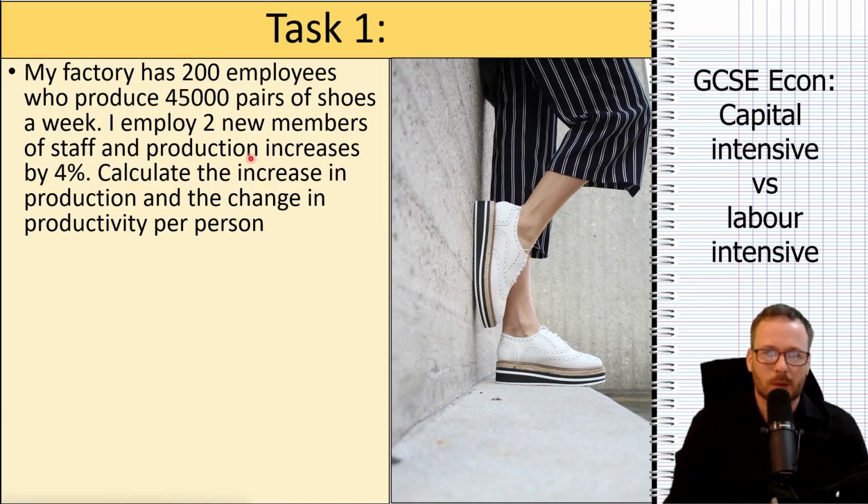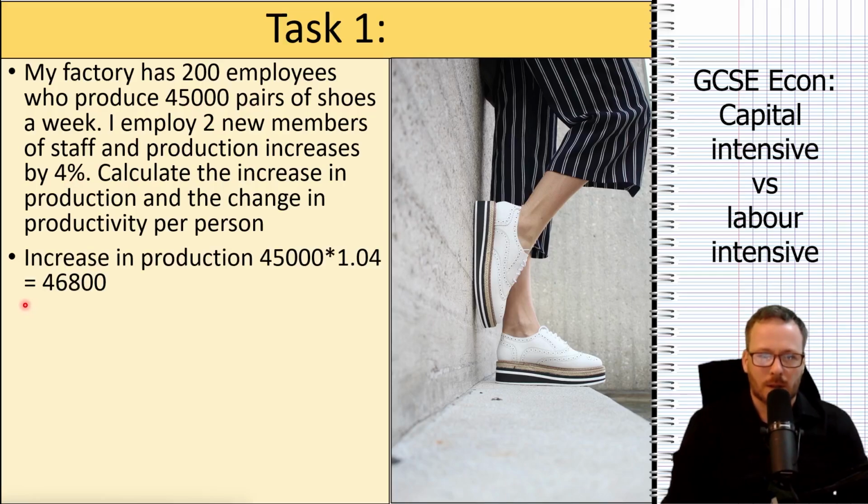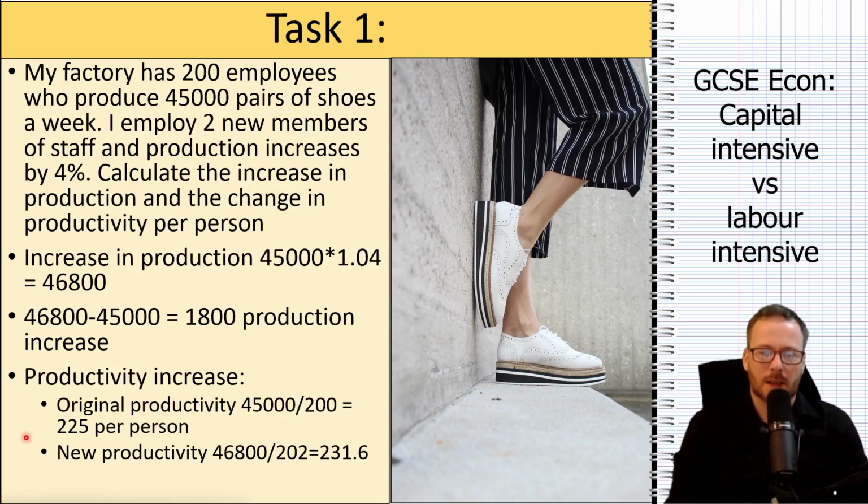So the increase in production is just going to be 45,000 times 1.04, which would be 45,000 plus 4%, right? Because our production number has increased by 4%. So this shows we've made 1,800 more pairs of shoes, okay, for these 2 extra staff. Productivity, however, we need to work out the average production per employee. To do that first, we need to divide 45,000 by 200. And that's going to give us 225 per person. So originally, each person would make 225 pairs of shoes.